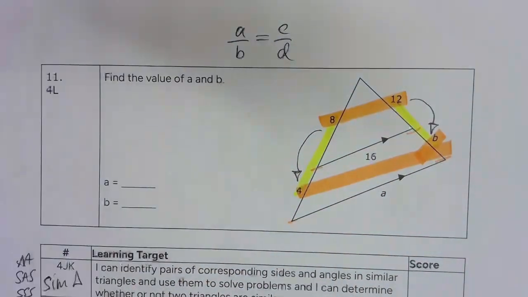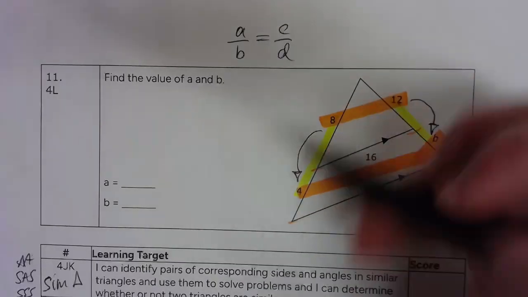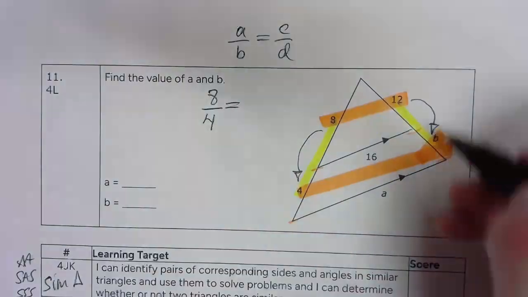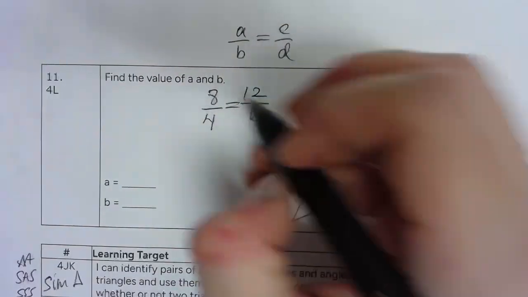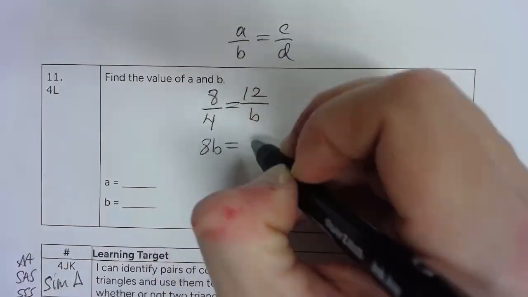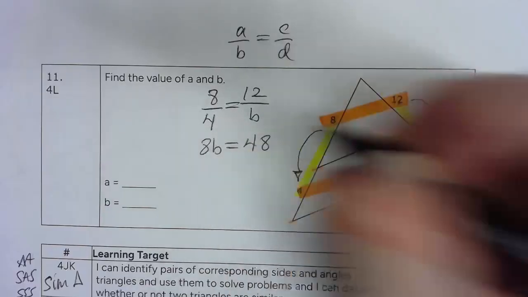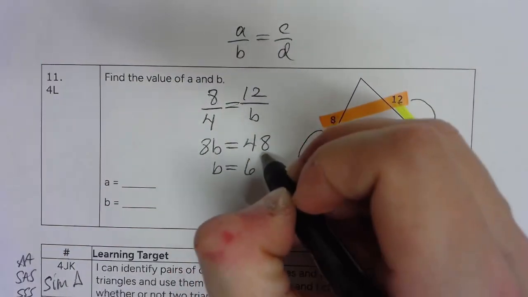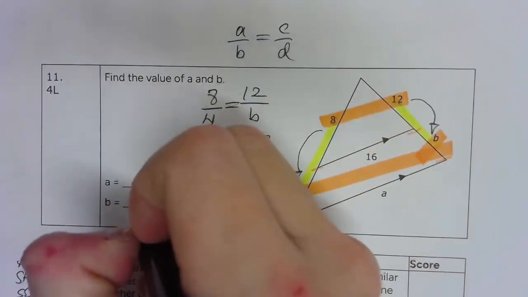And then here, we have 8 and 12 going together. So for our fraction, we're going to pick exactly how it is. 8 over 4 needs to be the same as 12 over B. And then we can cross multiply here to get 8B is equal to 48. And then we'll divide both sides by 8, and you get that B is 6. Alrighty? So that's our answer for B.